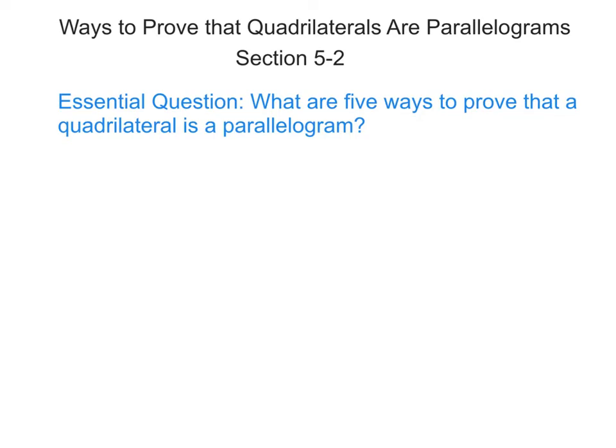Well, we already know one way to prove that a quadrilateral is a parallelogram, and that is to use the definition. The definition simply states that if both pairs of opposite sides are parallel, then the quadrilateral is a parallelogram. So the first way to prove it is to use the definition. Now, there's 4 additional ways, and they're listed as theorems in this section.